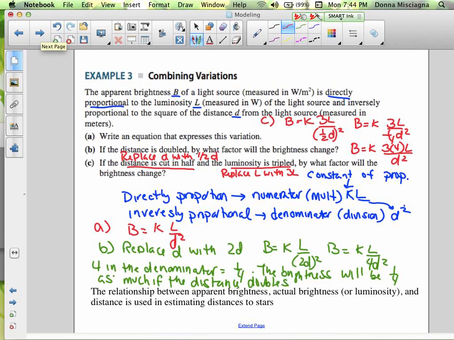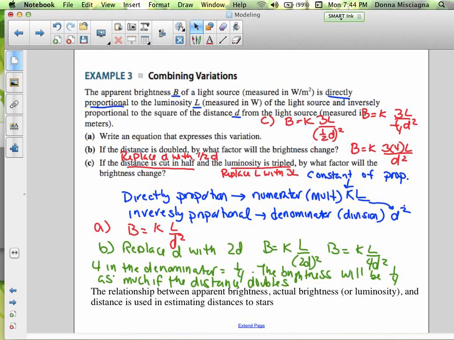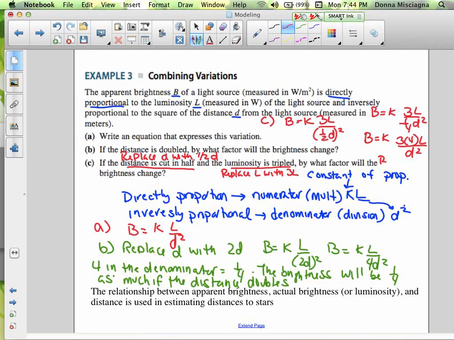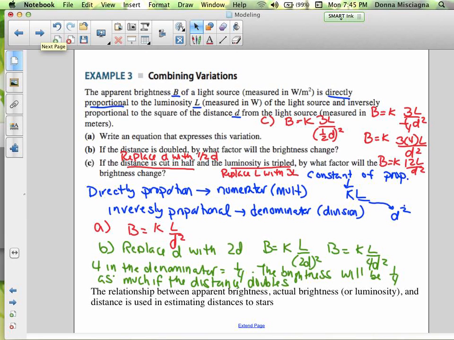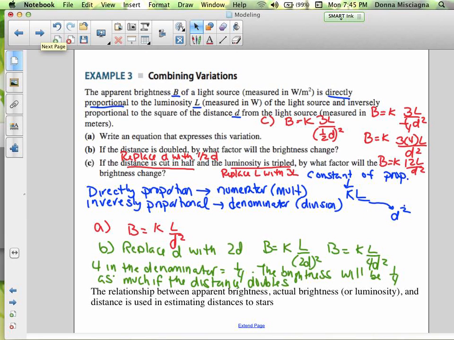I need just a teensy bit more space. So 3 times 4, of course, is going to be 12. So B equals K times 12L divided by D squared. If we move this, we'll have enough space. There we go. Plenty of space.